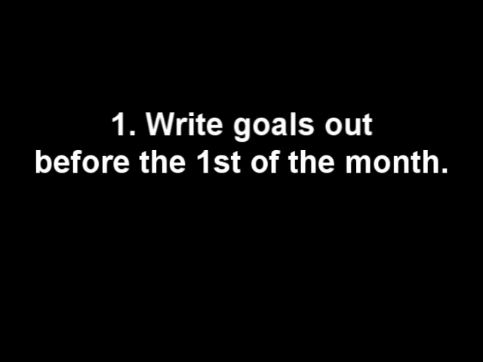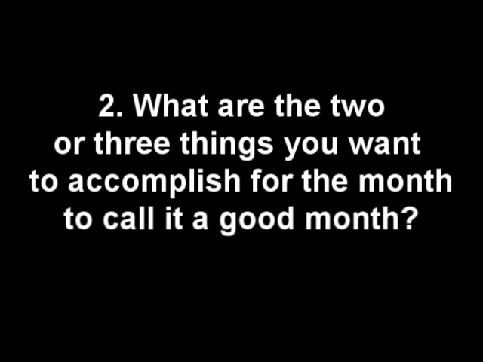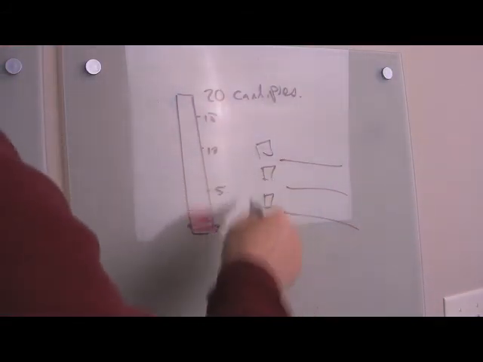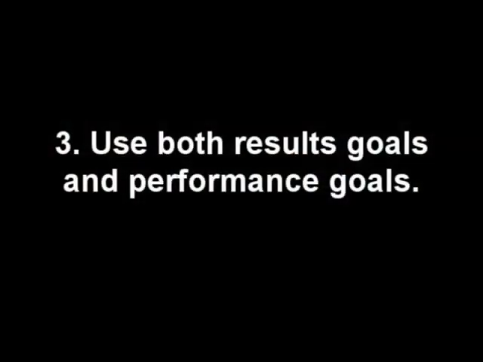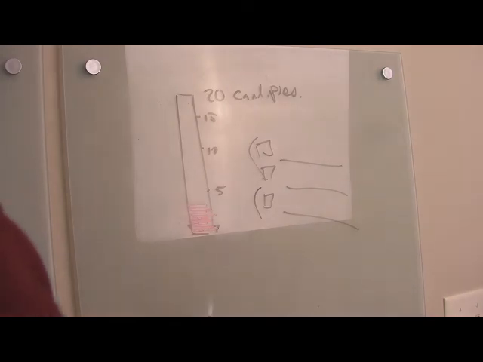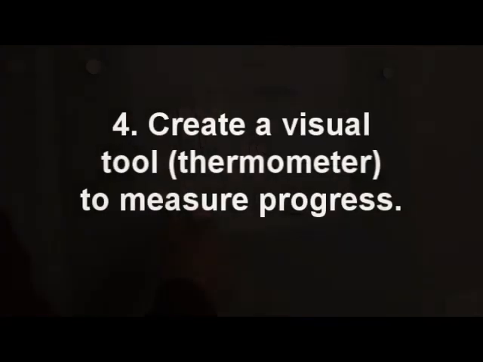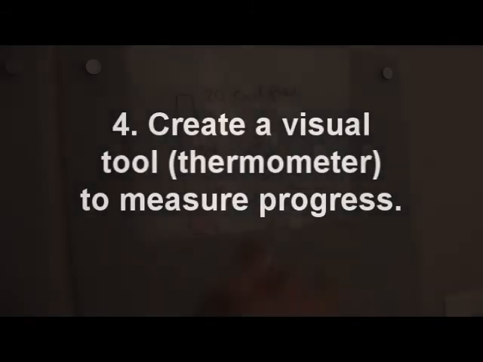Anyways, remember, when you set your goals for the month, do it before the first of the month. Ask yourself, what are the 2 or 3 things that I want to accomplish for the month? Put them in those boxes. Make sure they're on the input side, and you can break them down between results goals in terms of an actual number of results I want to achieve and performance goals, and then create a visual tool where you can measure where you are with respect to where you want to be, and as you progress forward. You'll feel good about yourself, you'll get more done, and you will start really managing your time more effectively on a monthly basis.